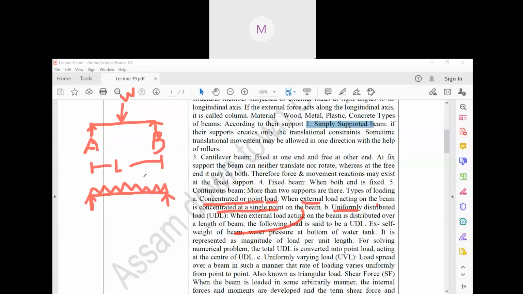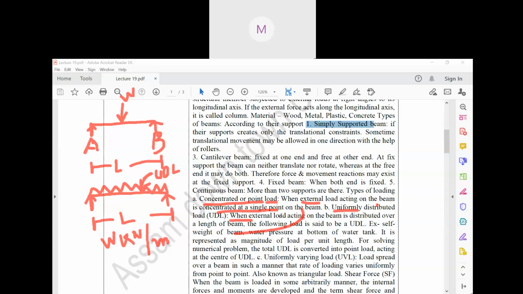So this is what a UDL is. Okay, so this is a UDL. UDL means what? Look, the load is what? Uniformly distributed. That means what? In a uniformly distributed load, suppose this is the distance L, it will be W kilonewton. Now, since it is uniformly distributed, it will be W kilonewton per meter. Okay, this is known as the uniformly distributed load.